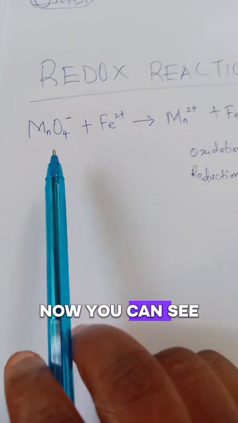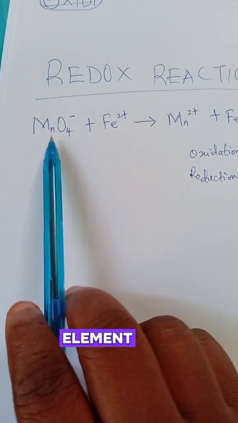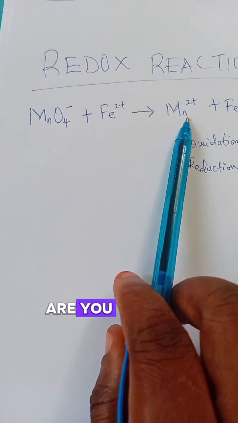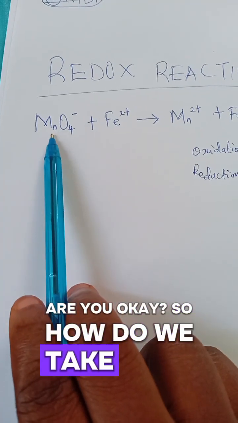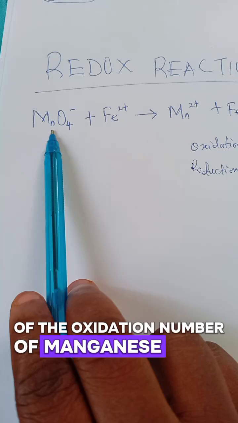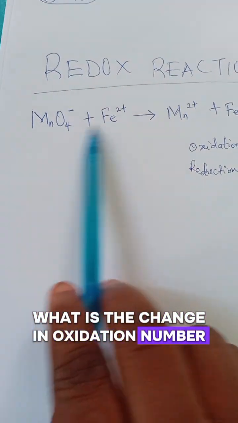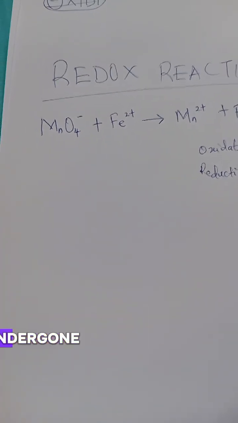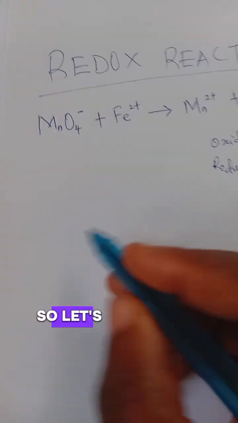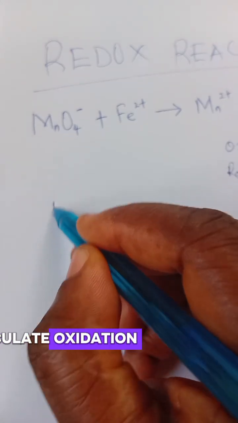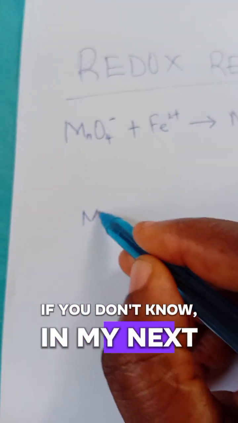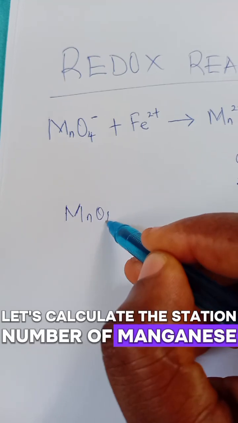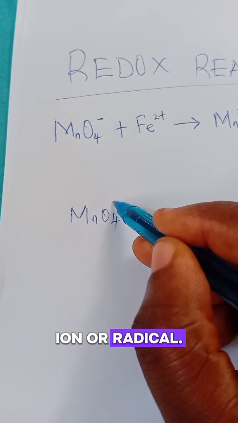Now, you can see that manganese is the major element here since it is being compared to the manganese 2 ion. So how do we take note of the oxidation number of manganese here? What is the change in oxidation number of manganese? That is what will give you insight if it has undergone oxidation or reduction. Of course, you know how to calculate oxidation number. Please, if you don't know, in my next video I'm going to make a video on that. Let's calculate the oxidation number of manganese in that ion or radical.